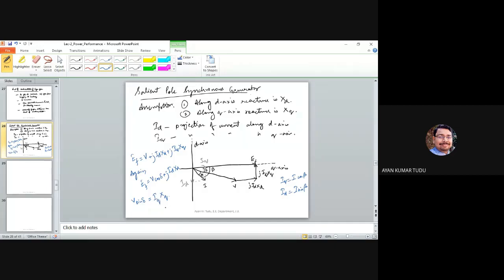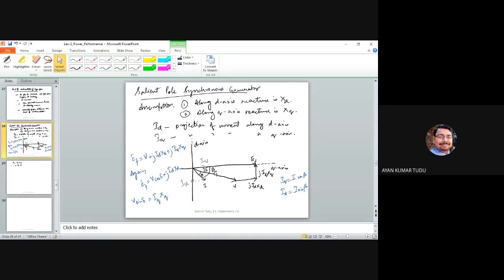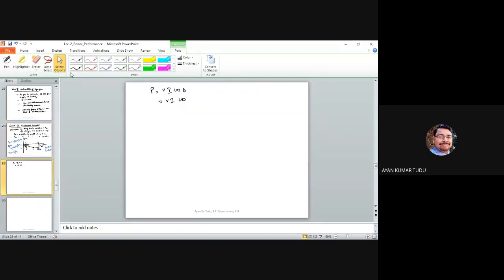So what is our active power equation? If you recollect, the active power P is equal to VI cos phi. In this case, let me write it as cos theta. This expression can be written as VI cos (beta minus delta).